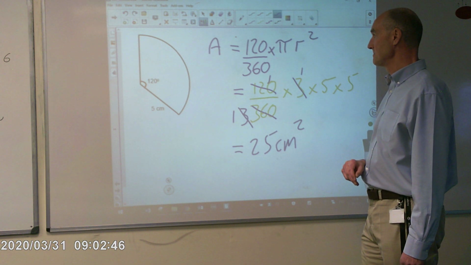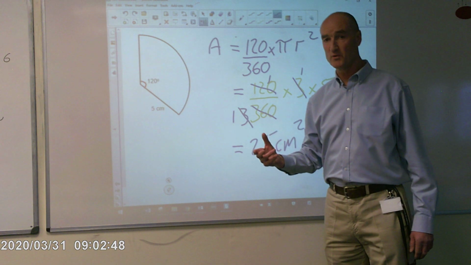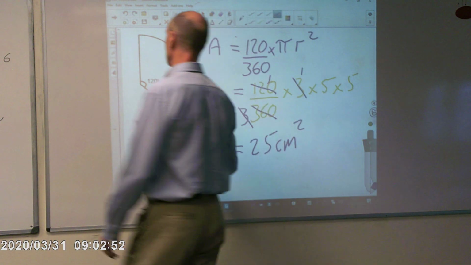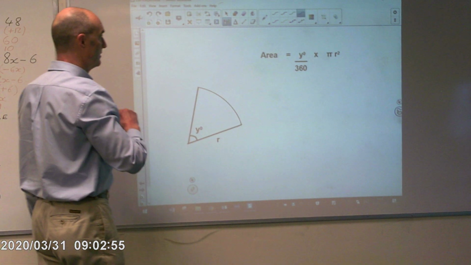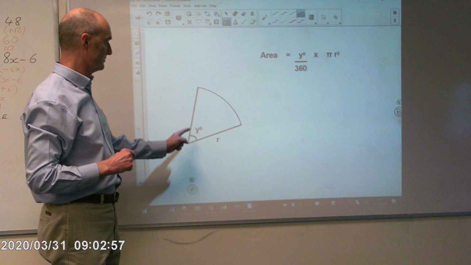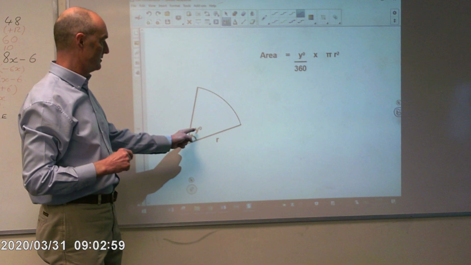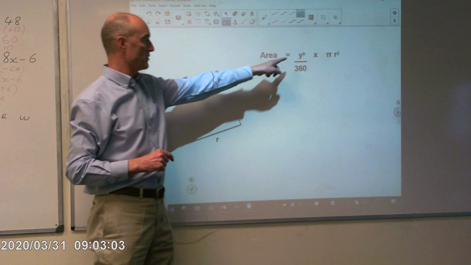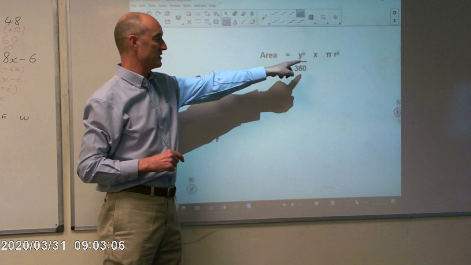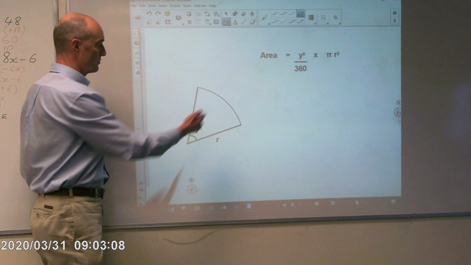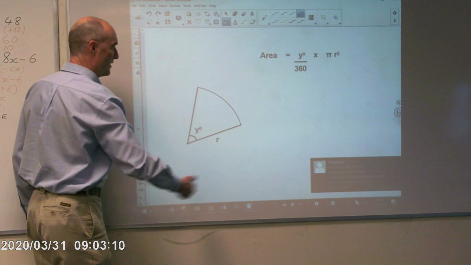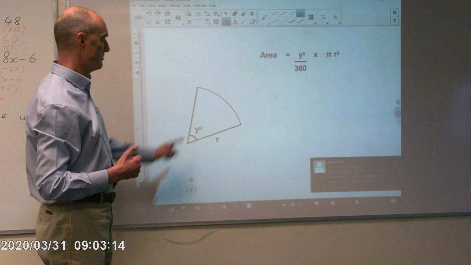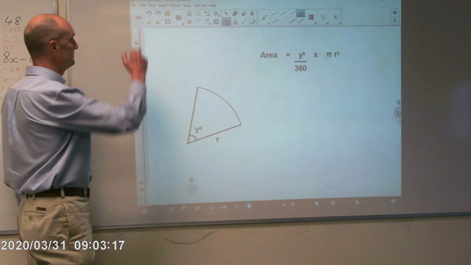Okay? So that's 3 examples I've gone through of working out the areas of sectors today. In general, if you've got a sector, the angle that we've got in that sector divided by 360, multiply it by pi r squared, the area of the whole circle, and that will give us a value of the area for that sector.